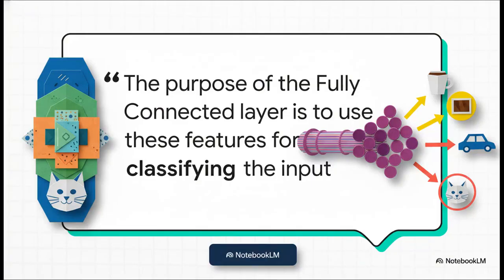You know, this quote from Ujjwal Karn's blog really just nails the whole thing perfectly. The first parts of the network, the convolution and the pooling, they're the feature extractors. Their only job is to boil the image down to its most important parts. And then that fully connected layer comes in at the end to act as the classifier, using all those features to make the final judgment call. It's a beautiful two-part system.